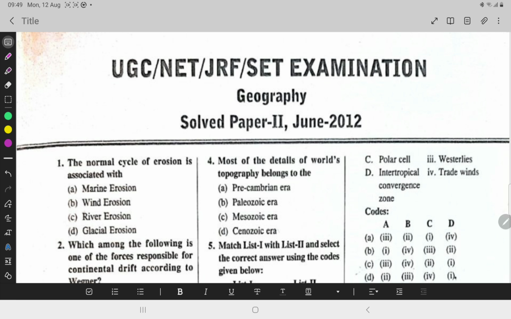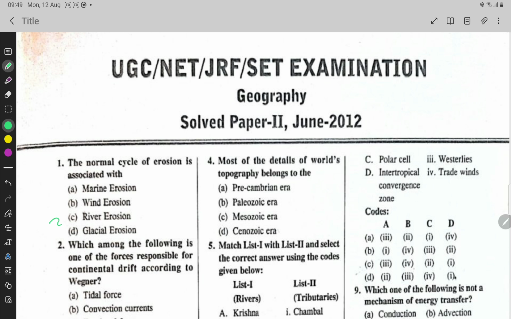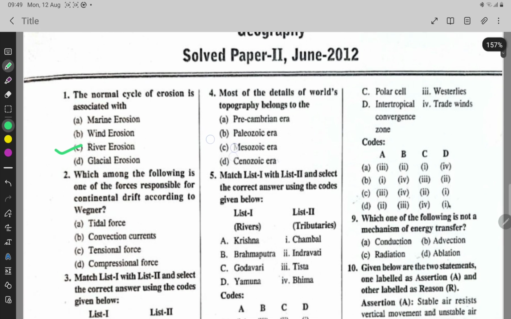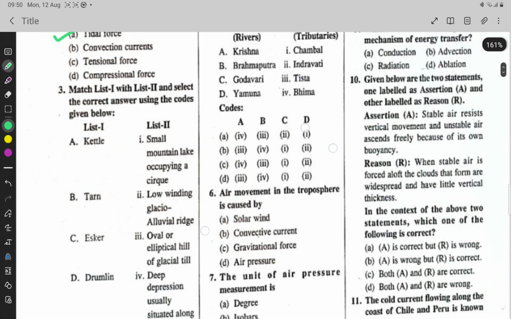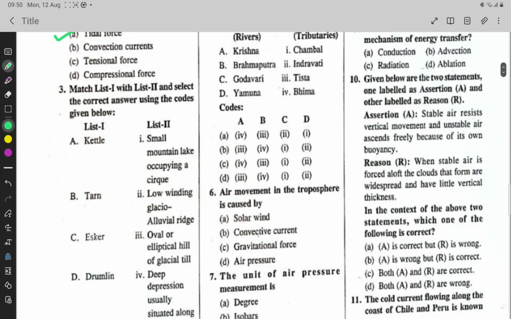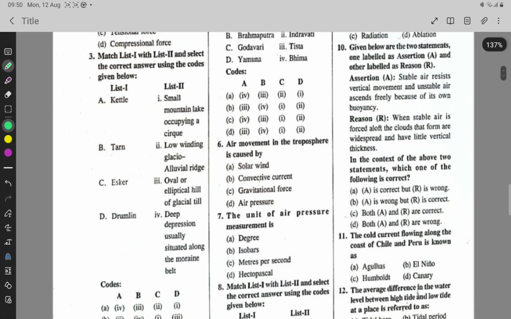The first question says normal cycle of erosion is associated with river erosion is the correct option here. Which among the following is one of the forces responsible for continental drift according to Wagner? Tidal forces. Match. Question number 3.